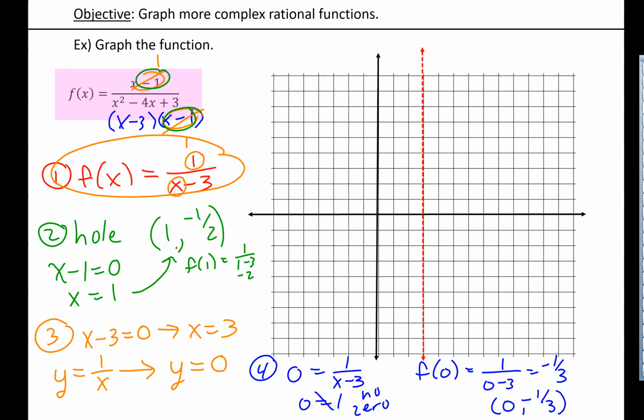All right, so now I'm going to go back to the other characteristics. And I'm going to graph the hole. And so the hole is at positive 1.